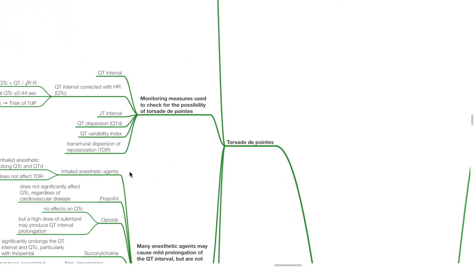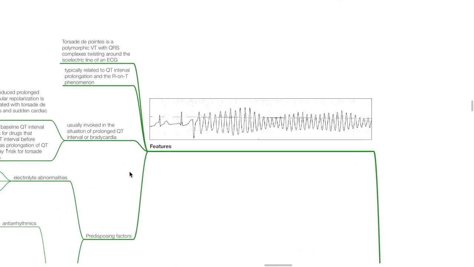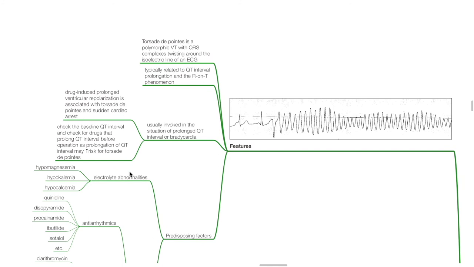Torsade de pointes. Features: torsade de pointes is a polymorphic VT with QRS complexes twisting around the isoelectric line of an ECG. It is typically related to QT interval prolongation and the R on T phenomenon.